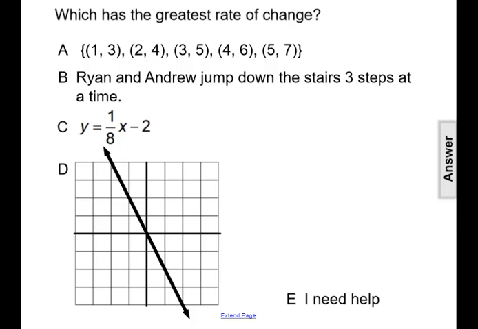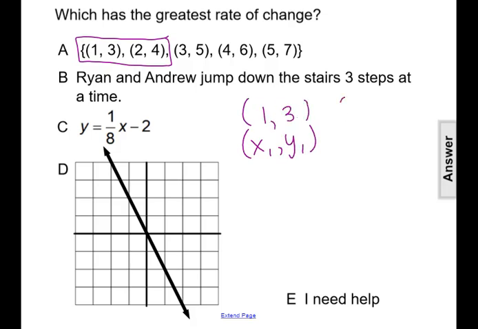So for function A, we're given a set of ordered pairs. To find the rate of change for that set of ordered pairs, we're going to use the slope formula. I'm going to take the first 2 points in those ordered pairs and use them as my x1 and y1 values. So 1 and 3 is x1 and y1, and 2 and 4 is going to be x2 and y2.